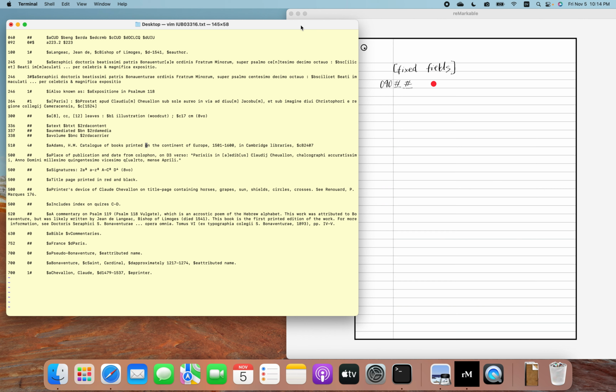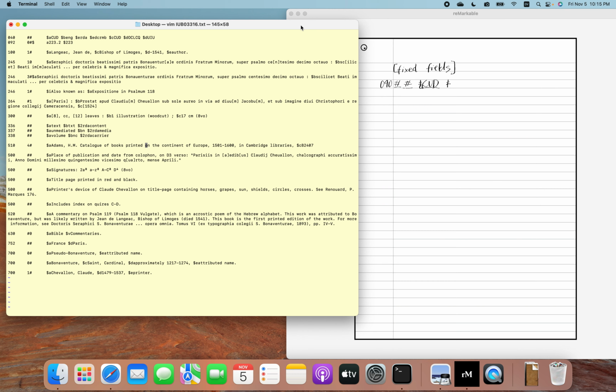There's some specialties. So what you see here is you have CUD, B, ENG, E, RDA, E, DCRMB, and this is basically me declaring the standard. The first one is who originally cataloged it. I'm going to use the dollar sign that we use in our internal catalog, but in OCLC you'll see this double dagger symbol. It's easier to write. CUD stands for subfield A, meaning Cambridge University originally put this into OCLC.